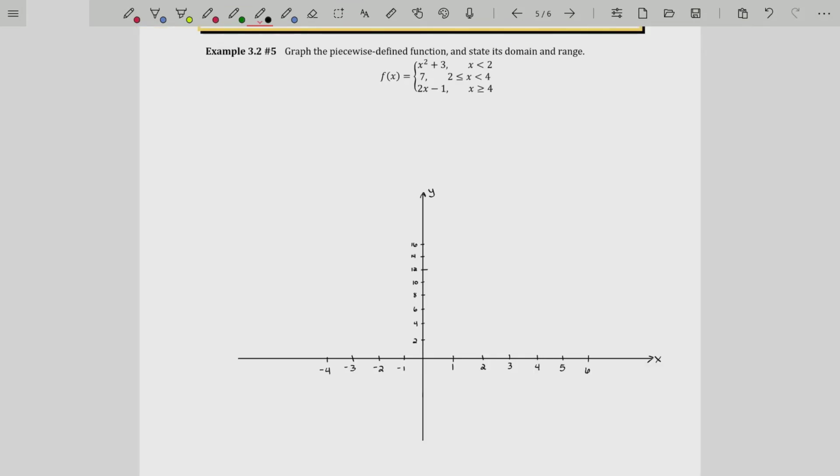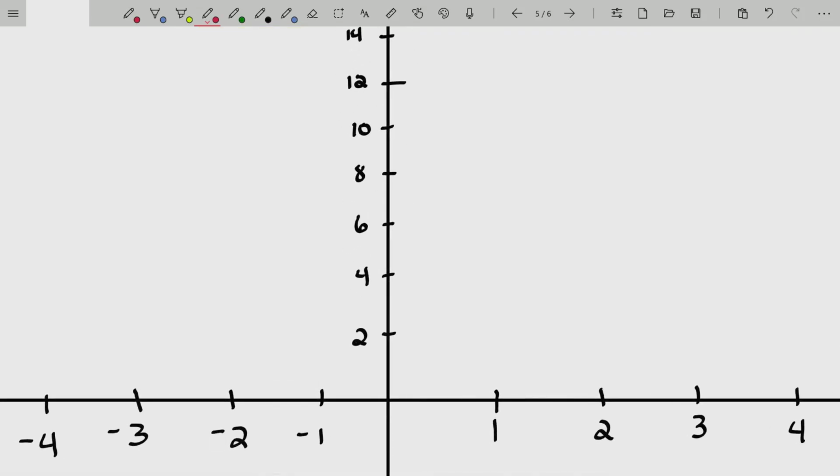Again, I'm going to choose normally to use a pencil here, but because I'm using digital ink, that's fine. I'll use red for that function, x squared plus 3. So x squared plus 3 is a parabola lifted up 3 units, so its vertex is at 0, 3. And then at 1 and -1, if you plug that in, you'll get 1, 4 and -1, 4.